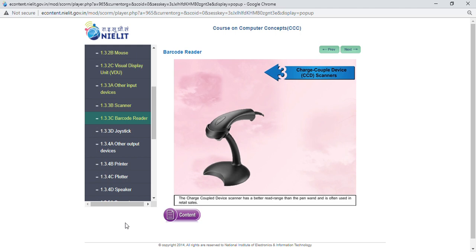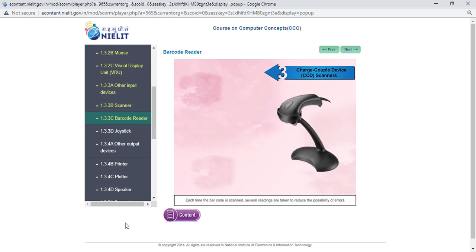Charge-coupled device CCD scanner. The charge-coupled device scanner has a better read range than the pen wand and is often used in retail sales. Typically, a CCD scanner has a gun-type interface and has to be held no more than 1 inch from the barcode. Each time the barcode is scanned, several readings are taken to reduce the possibility of errors. A disadvantage of the CCD scanner is that it cannot read a barcode that is wider than its input face.